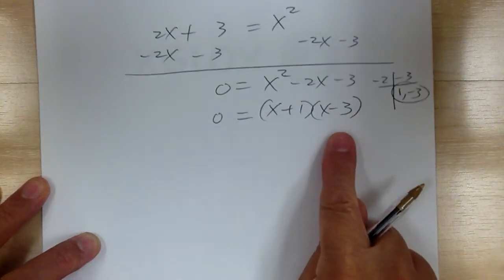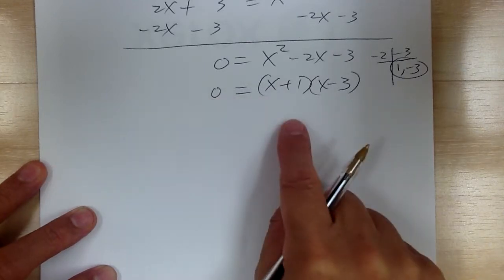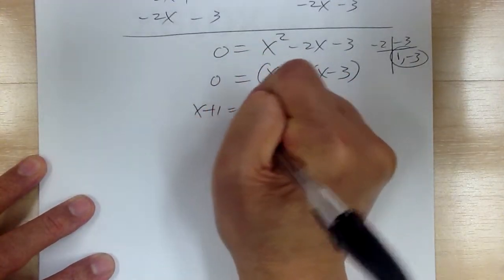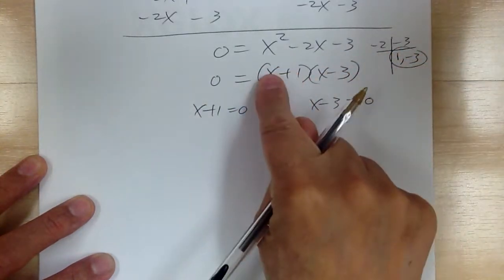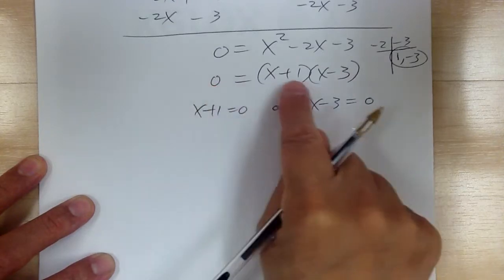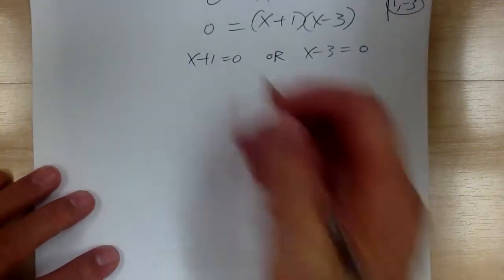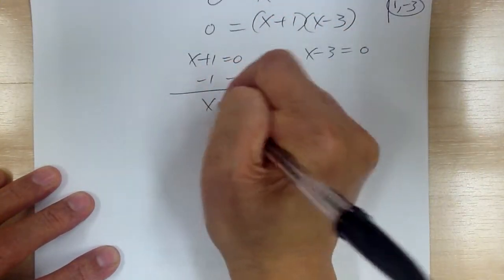And then from here, when you're solving equations, you did this before, right? In the earlier chapter. So you set equal to 0. So you got x plus 1 equal to 0, or x minus 3 equal to 0. Again, you have something times something equal to 0. That means one of them has to equal 0, or both. So from here, you minus 1, minus 1. So you got x equal to negative 1.